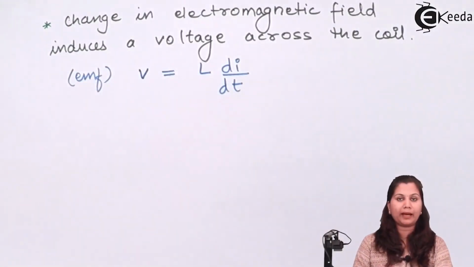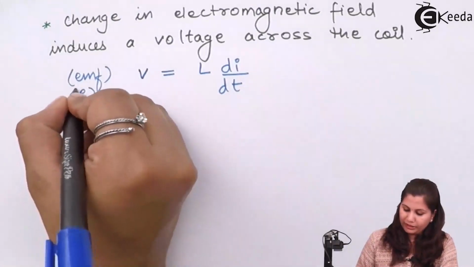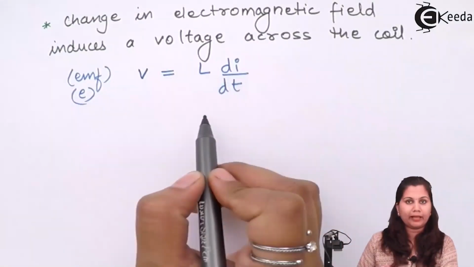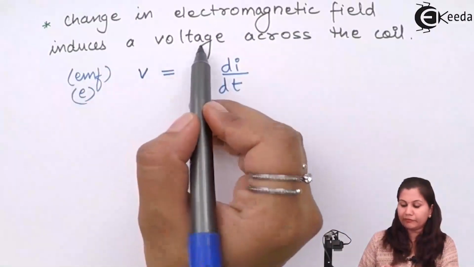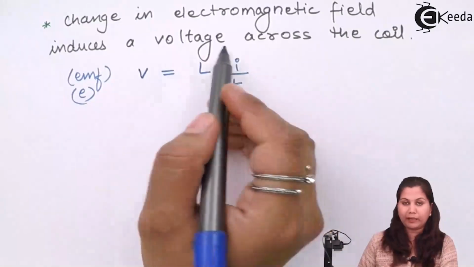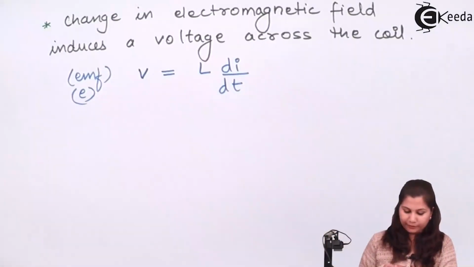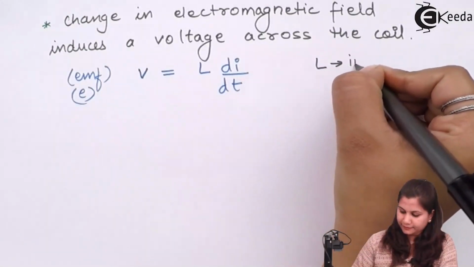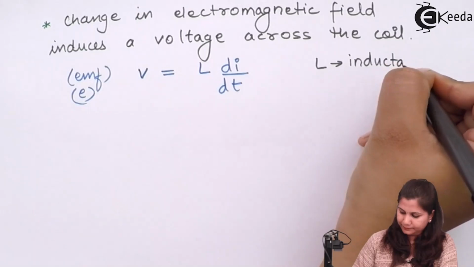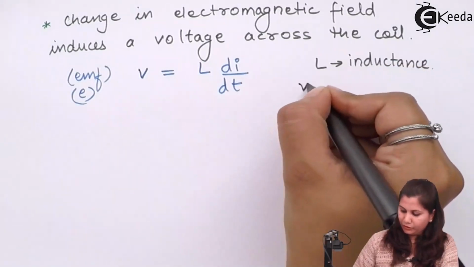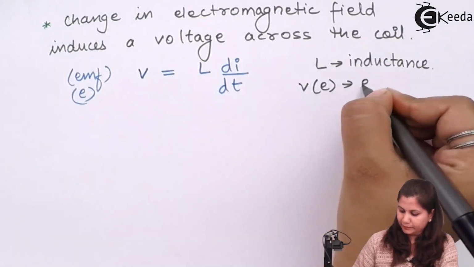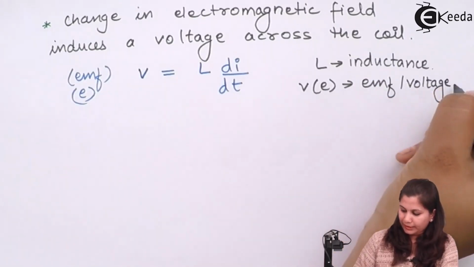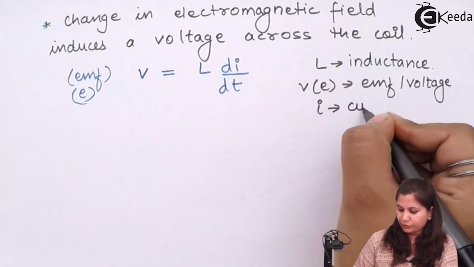We can represent it by E, or we can represent it by V. So V is equal to L di by dt. That is the EMF which is induced in the coil. Here in this equation, L is the inductance, V, or we can say E, is the EMF or the voltage induced in the coil, and I is the current flowing through the coil.